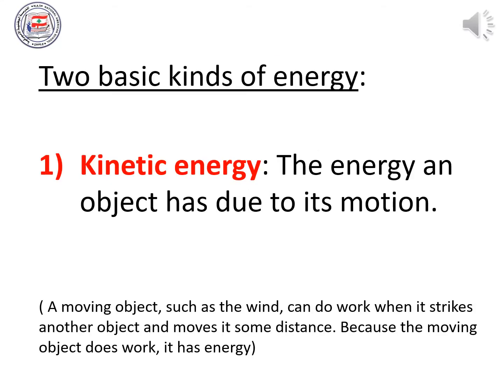We have two basic kinds of energy. The first one is kinetic energy, which is the energy an object has due to its motion. A moving object, such as the wind, can do work when it strikes another object and moves it some distance. Because the moving object does work, it has energy, which is kinetic energy because it is moving. So any object that is moving has energy that is called kinetic energy.